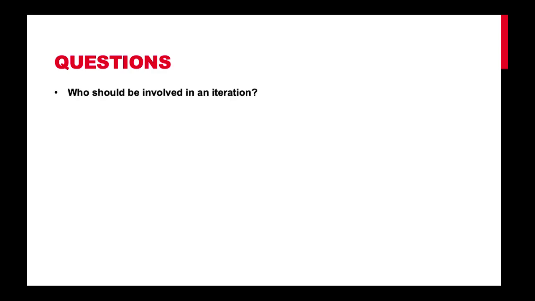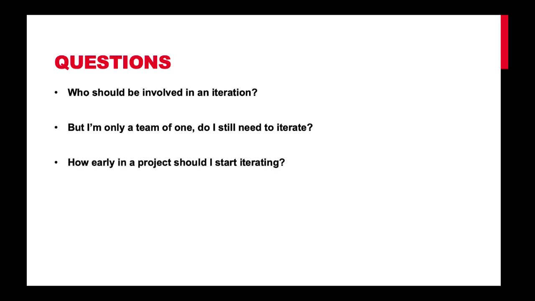So who should be involved in an iteration? The answer to this is everyone that should be, all necessary stakeholders. You'll hear different terms here. It's the dev team, it's the client, it's the product owner, all these things, and we'll talk about these roles more as the semester goes on. Does a team of one need to iterate? Absolutely. It keeps everybody organized and accountable, including your client. How early in the project should you start iterating? From day one, no questions asked.